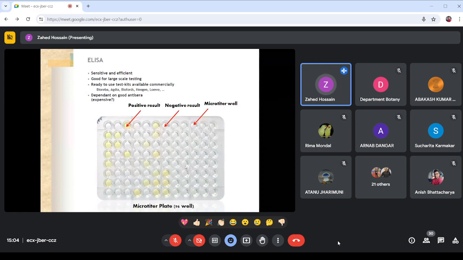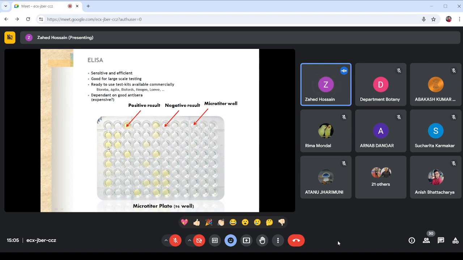So this is an ELISA plate you can find. This is called a microtiter plate, and this yellow color means a positive result. Here there are 96 wells, that means you can screen 96 random plant samples. And you can find these yellow colors mean a positive result.